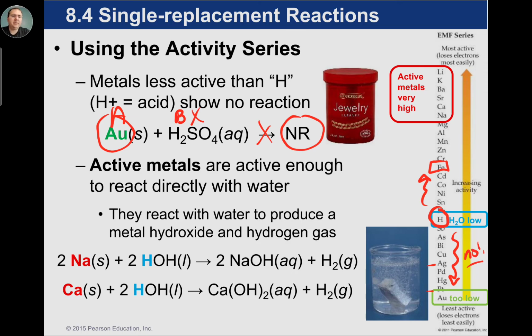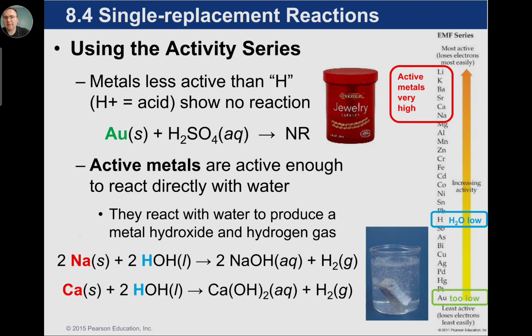What we're also seeing on this slide a little bit lower is we're taking metals like sodium and calcium. So this is A, here's your BX, here's A, here's your BX. And notice here you're getting AX plus B. AX plus B is the pattern that we're looking for.